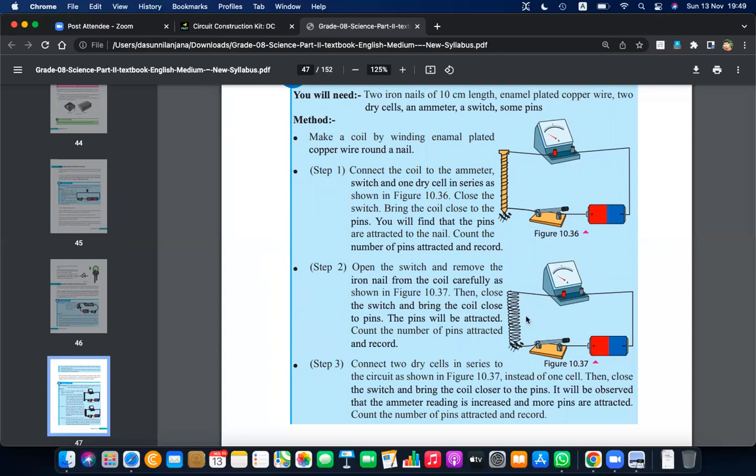Just wrap a coil and see. Just wrap this. You can use a pen. You can just wrap it around a pen. After wrapping that, you can remove the pen and just test this.